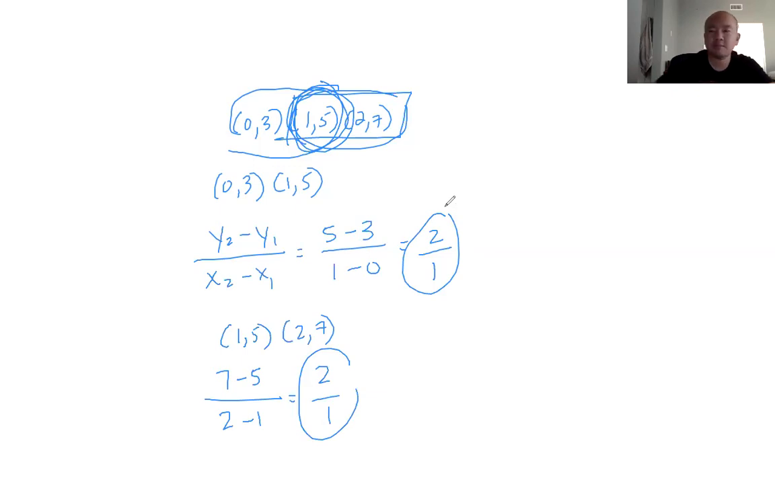Let's go on to the next problem. What if a line passes through, let's say, the points (3, 6) and (4, 10)? If a line passes through these points, the question asks: what is the equation of this line?